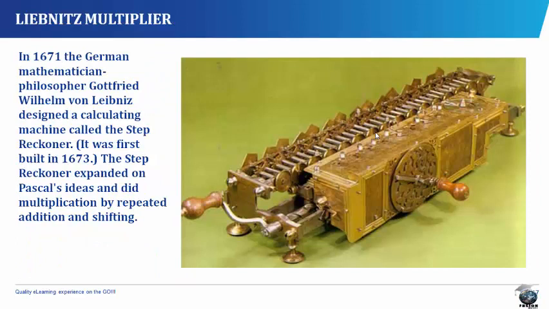Leibniz multiplier. In the year 1671, the German mathematician and philosopher Gottfried Wilhelm von Leibniz designed a calculating machine called the step reckoner. It was first built in 1673. The step reckoner expanded on Pascal's ideas and did multiplication by repeated addition and shifting. Here is a step reckoner.